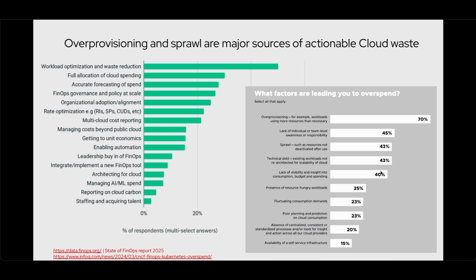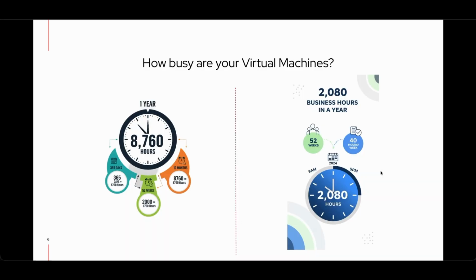But then there's a lack of individual team responsibility, sprawl, a lot of things that come down to the way engineers behave, which is already built into OpenShift, be that cloud or virtualization. But with virtualization, you can bring that over provisioning that you were used to previously. How busy are your virtual machines? And here are some times of the amount of hours that go into a year. And are your machines being used to the best of their capability for all of those hours that they need to be?